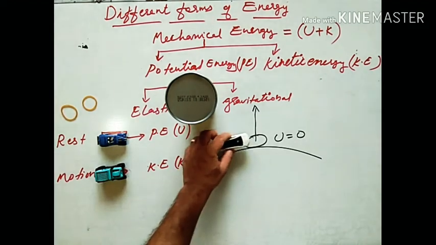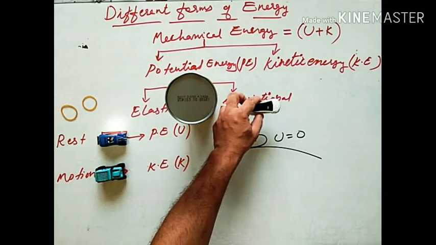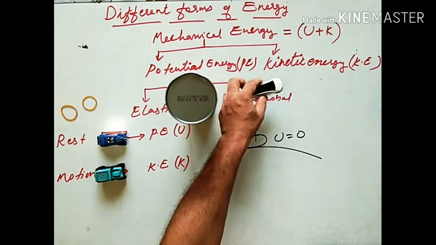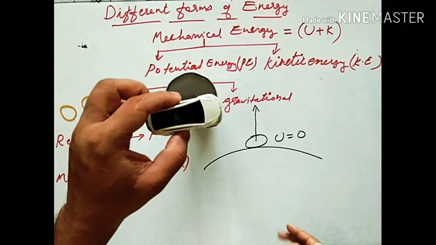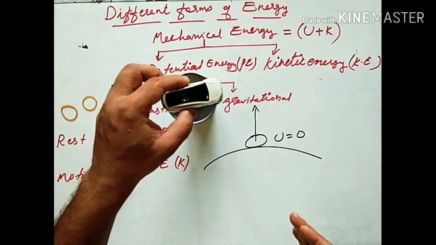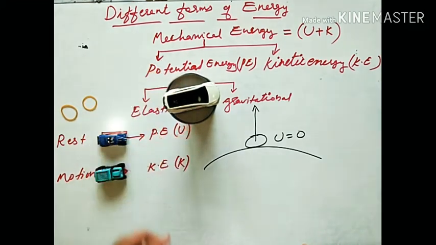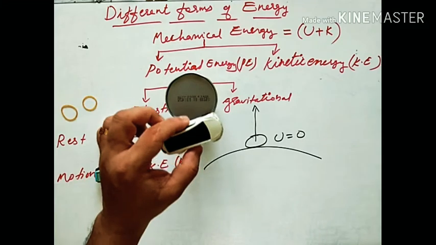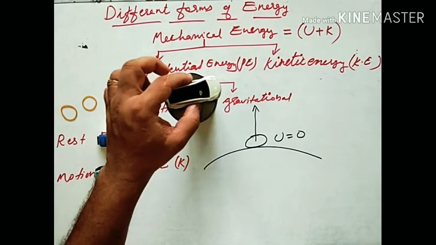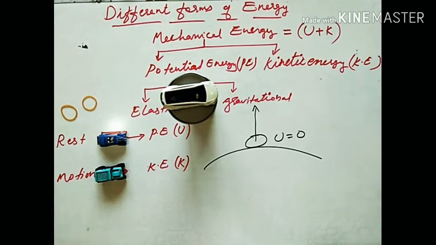So when a body gains height, the gravitational force of attraction decreases and the gravitational potential energy increases, and finally it becomes 0 at infinite separation. Remember this point. So the gravitational potential energy is nothing but the amount of work done in bringing a body from one point to a particular point. Is it clear to you?